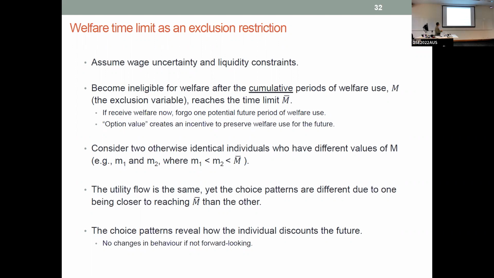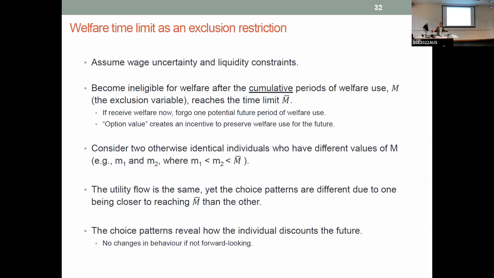The person will become ineligible for welfare after the cumulative periods of welfare use, denoted by M, reach the time limit. It's not really what people think of when they hear the term time limit; they think of term limits or different definitions, but this is how it is defined here. For example, if you have a 24-month time limit, then if you participate, you add 1 month to your clock, and once you accumulate 24 months of welfare participation, you can no longer be eligible for welfare.